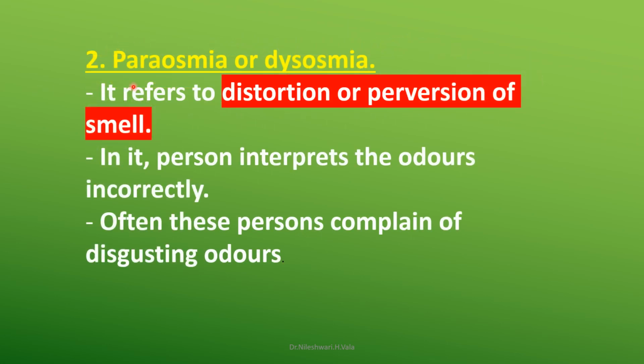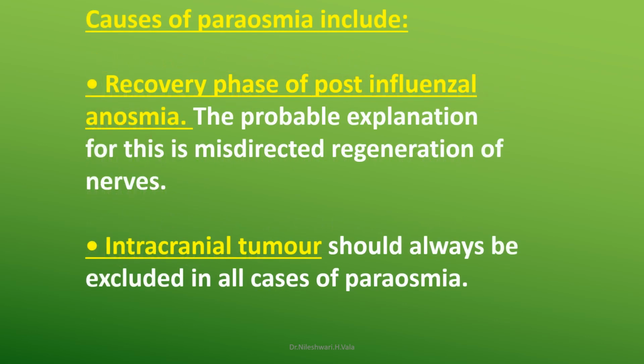Then parosmia or dysosmia means distortion or perversion of the smell sensation. In it, the person interprets odors incorrectly and complains of disgusting odors. Then what are the causes of parosmia? That includes the recovery phase of post-influenzal anosmia. The probable explanation for this is misdirected regeneration of the nerve. Then an intracranial tumor should always be excluded in all cases of parosmia.